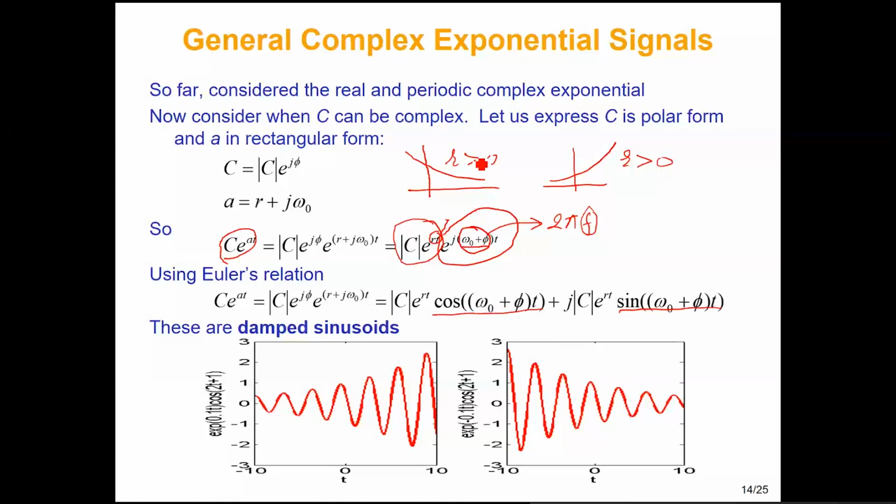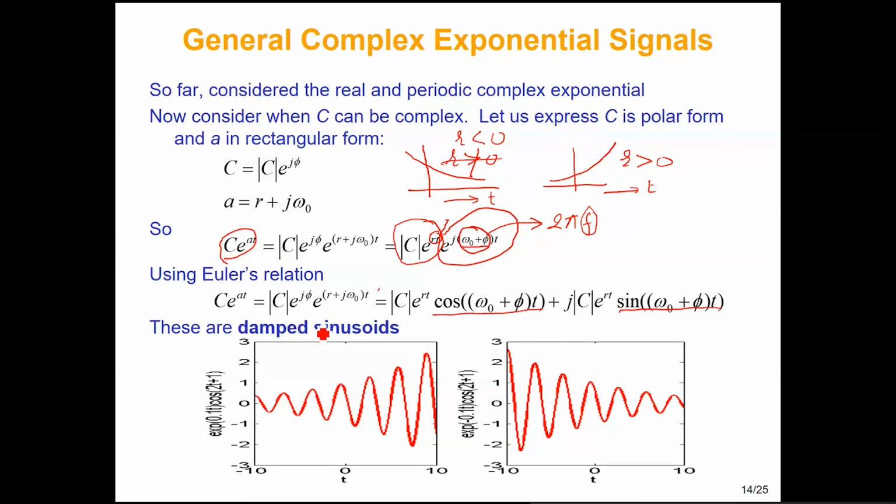Let me just correct this. This is not this, it is basically r less than 0. If r is negative, then it will be a decaying exponent, right? So with time the magnitude of your sinusoid is decreasing here, and increasing here. If we take r greater than 0, or r positive, that means the magnitude increases with time. So the sinusoid that you have, its magnitude is increasing.